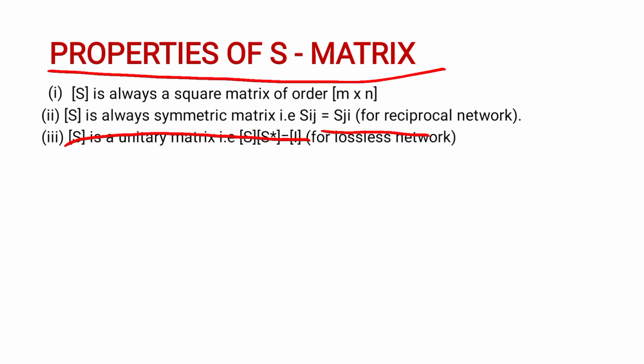Now coming to the third one, that is S is a unitary matrix. The S matrix is a unitary matrix, that is S into S conjugate is equal to the identity matrix. A unitary matrix is one where, if we multiply the S matrix with its conjugate, we get the identity matrix. Whenever multiplying the S matrix with its conjugate results in the identity matrix, we call that S matrix a unitary matrix.